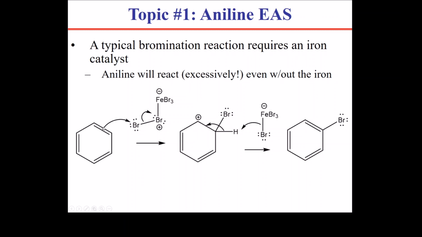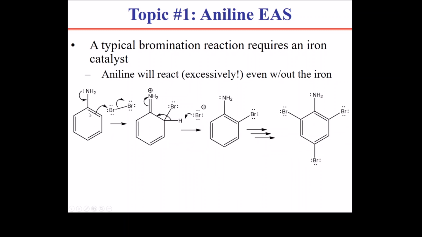That causes the ring system to reach out, breaking the aromaticity, and then in the second step we restore the aromaticity. Breaking the aromaticity is the rate determining step. Restoring the aromaticity gets you back to your final product. This is referred to as electrophilic aromatic substitution. This is a review. This chapter talks about amines, and aniline is the aromatic version of an amine.